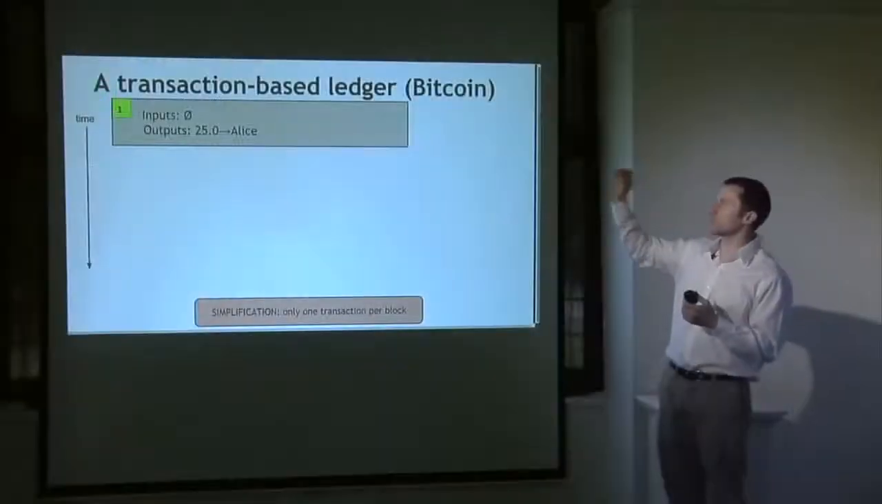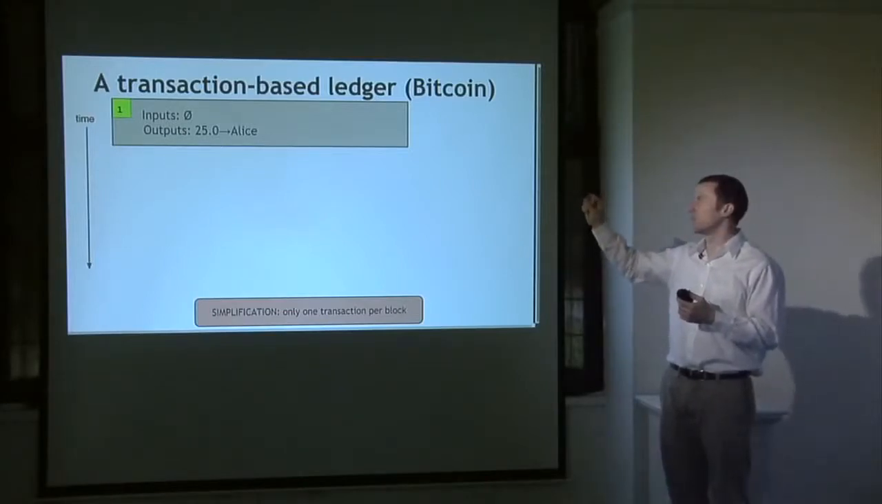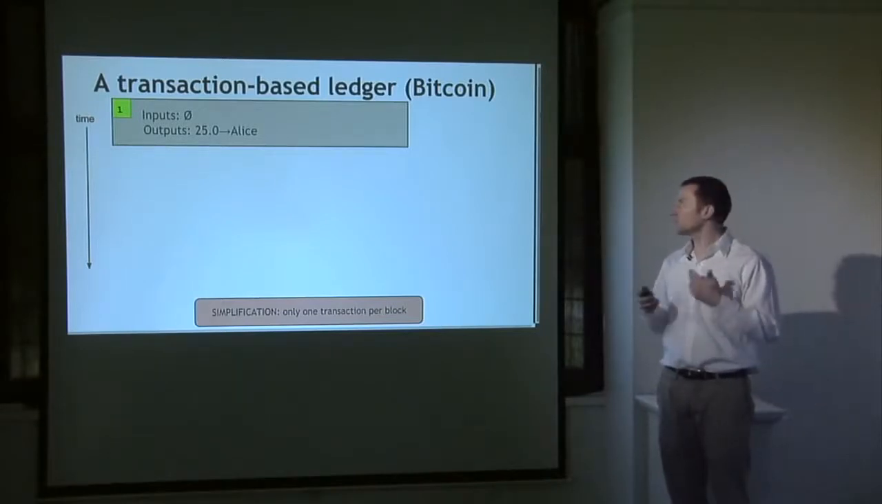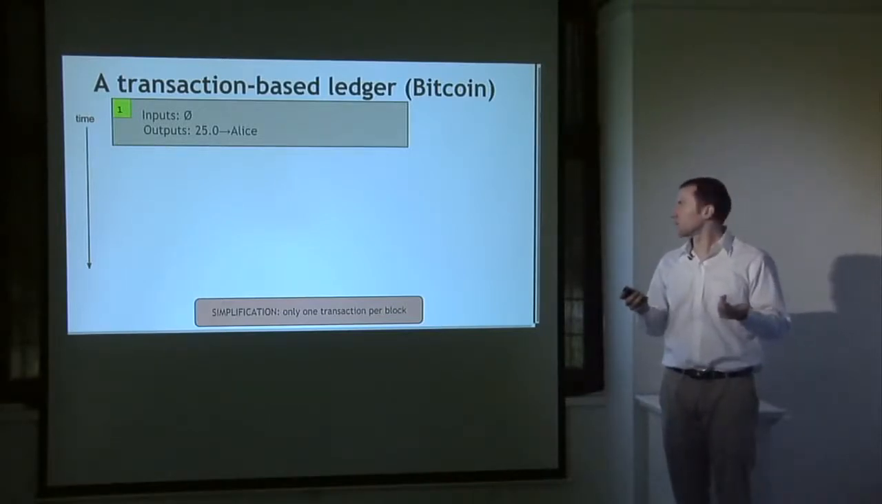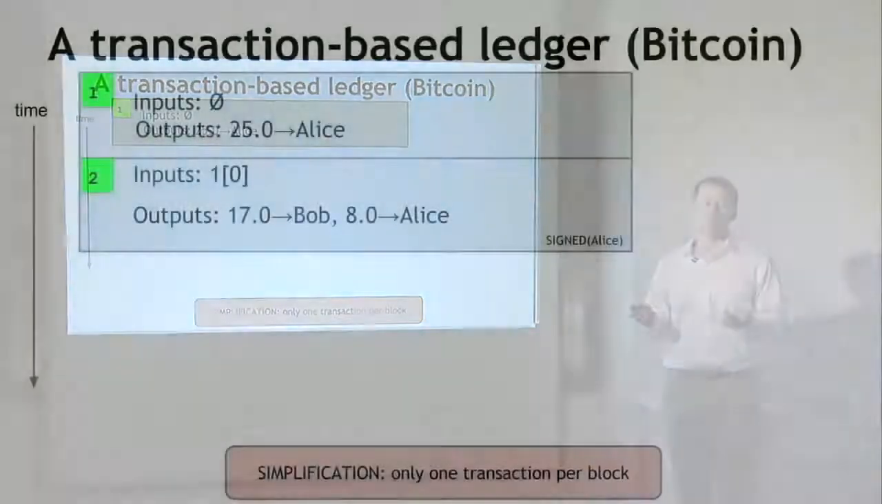So we'll start with transaction 1, which has no inputs because this is new currency being created, and an output of 25 coins going to Alice. And again, since this is a transaction where new coins are being created, there's no signature required here.